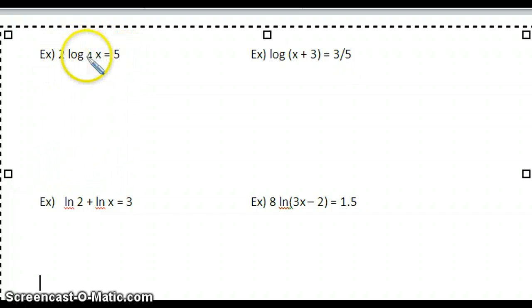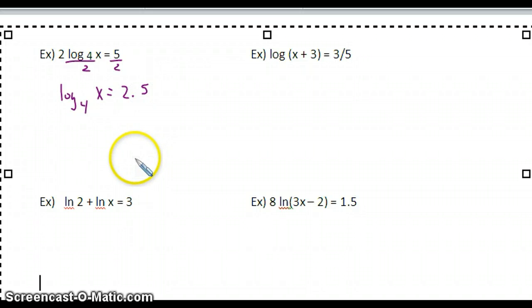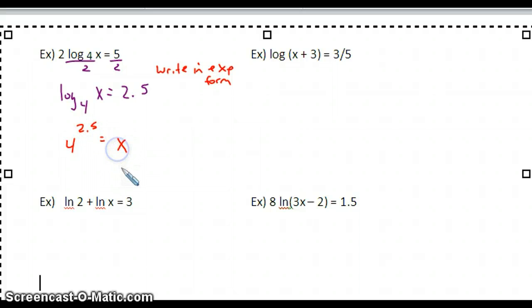So we want to get our log by itself first. If it's being multiplied by 2, let's divide by 2. So we have log base 4 of x equals 2.5. Now that we have a log equal to a number, we can write our problem in exponential form. So that's how we're going to solve, right in exponent form. So our base of 4 being raised to our exponent 2.5 should equal our x value. And 4 raised to the 2.5 is going to be 32.